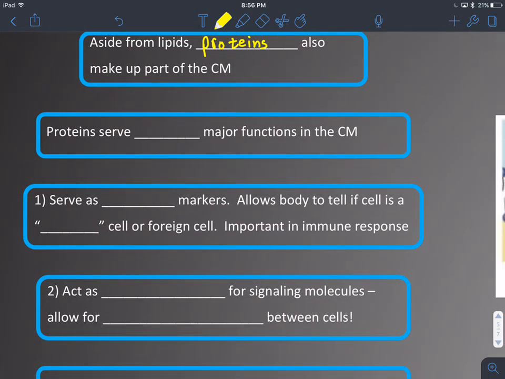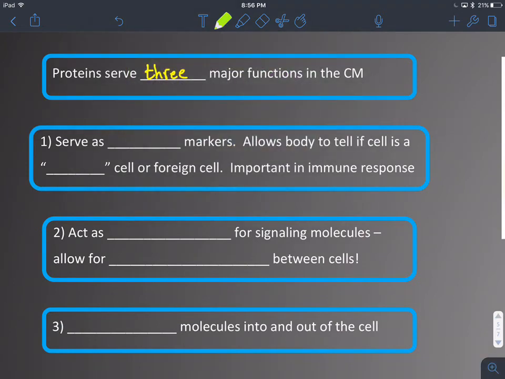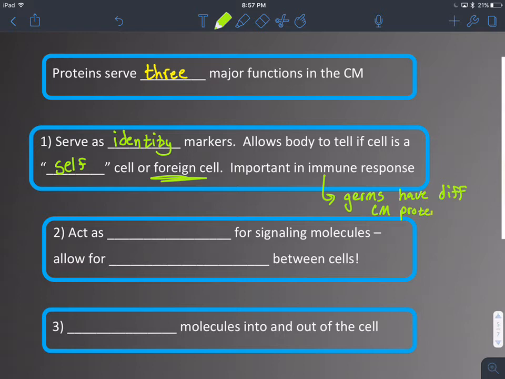Proteins serve three major functions in the cell membrane. The first one, these actually serve as identity markers. Based on the different proteins that are in a cell membrane, we can determine if a cell is a self cell or if it's foreign. This is very important in our immune response because germs, bacteria, whatever you want to call them, have a different cell membrane protein makeup than us. That's how our body is able to identify what is us and what is not us.